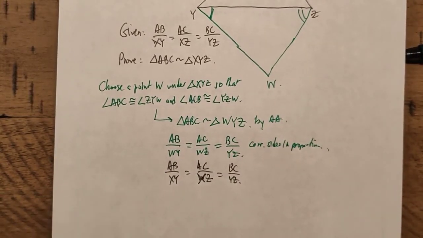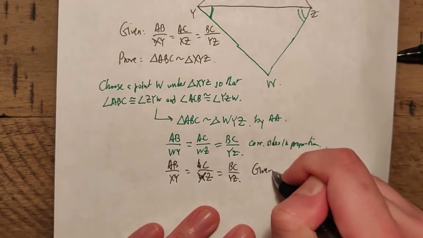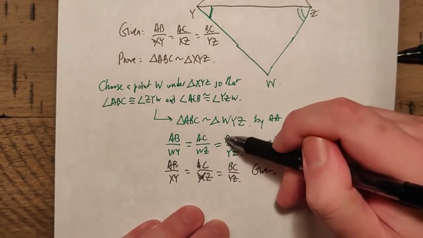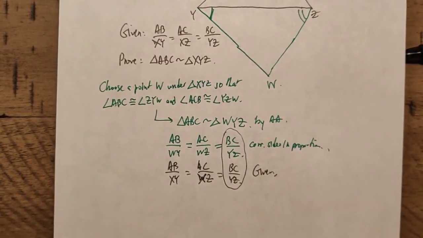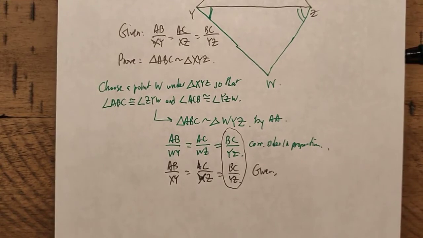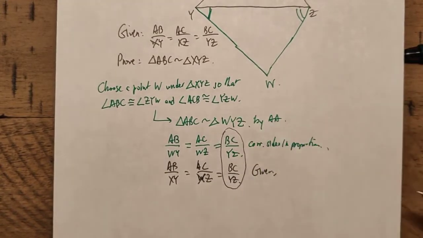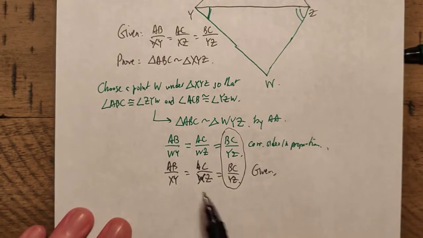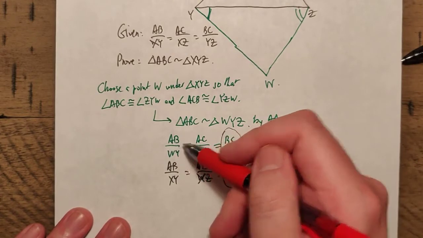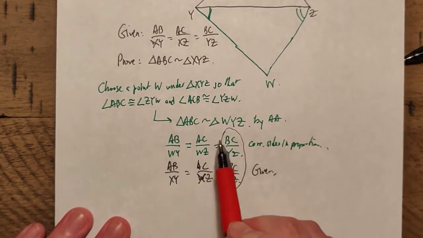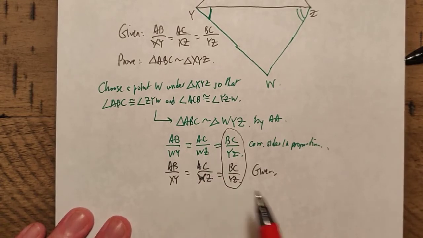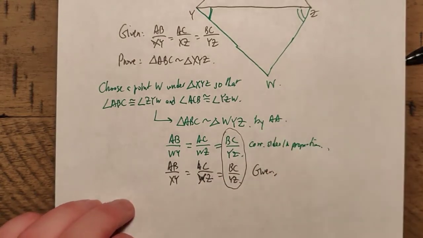Interesting. Now let's analyze this here. Wait a minute. Notice that both of these have BC over YZ. They're all equal to this. Each of these four terms here are equal to that. Since these things are equal, we can use the substitution policy and substitute things together here. So one of the things we can determine is that all four of these ratios, AB over WY, AC over WZ, AB over XY, AC over XZ, they all have to match, right? Because they're all equal to the same thing.